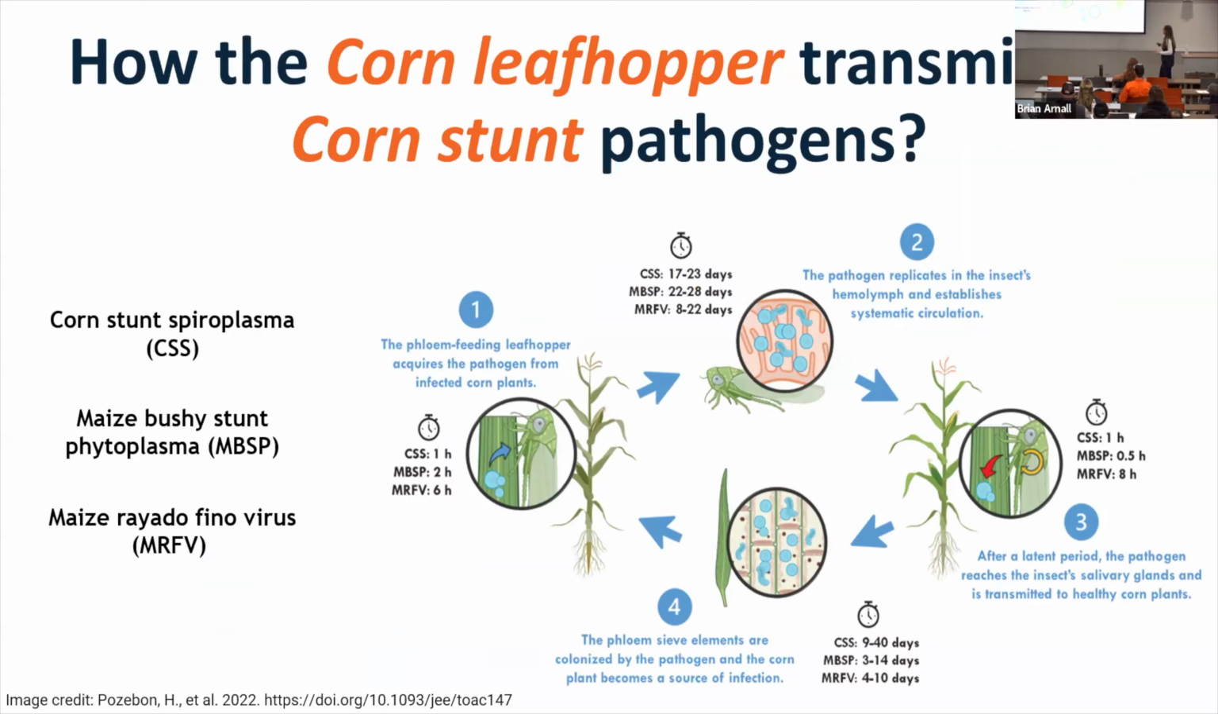How does the corn leaf hopper transmit the corn stunt pathogens? She also mentioned a little bit about that, but I'm going to go a little bit deeper. We have here a diagram, a figure showing how the transmission works.